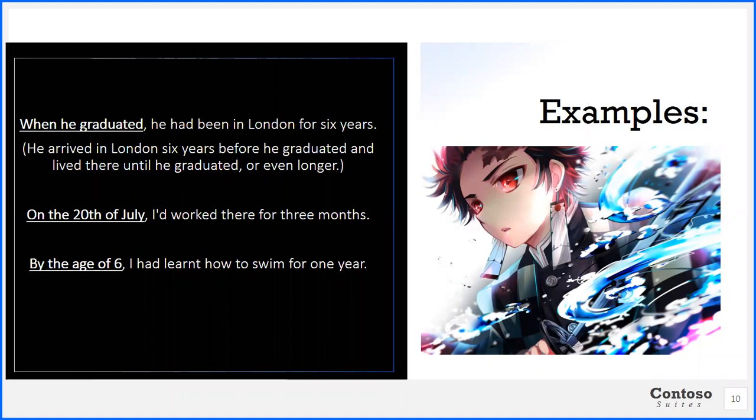So our first example would be: when he graduated, he had been in London for 6 years. Okay. And we can see right there, he arrived in London 6 years before he graduated and lived there until he graduated, or even longer, right? So there we can see in the examples. The second one would say, on the 20th of July, I'd worked there for 3 months.